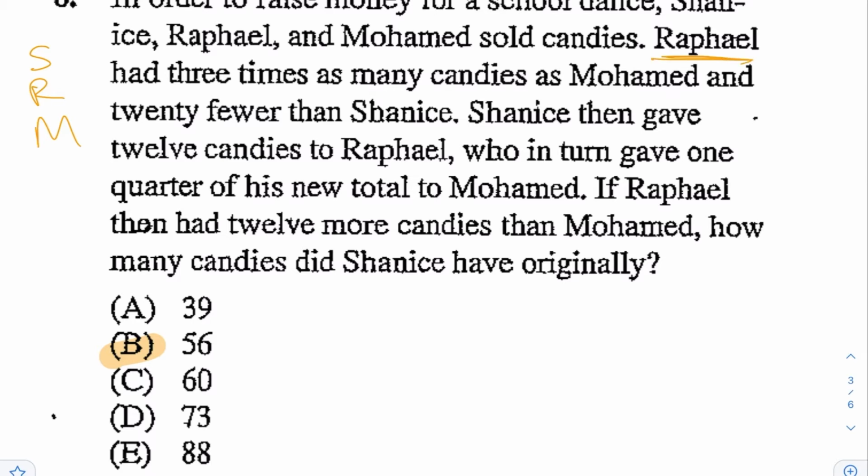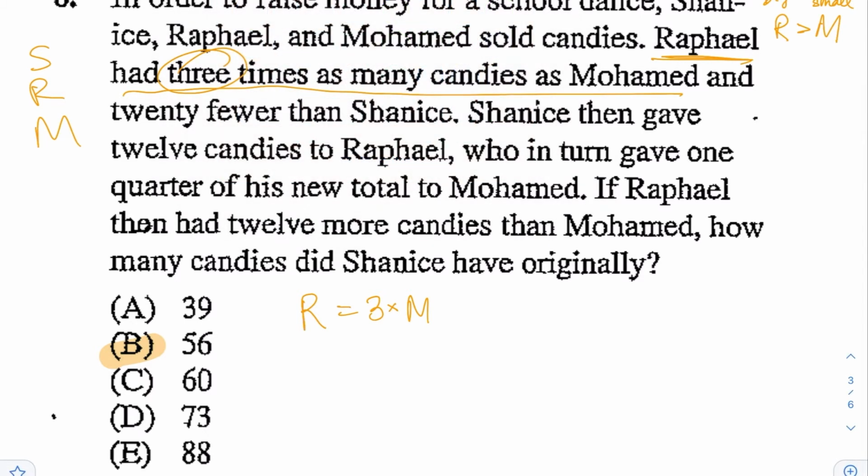So the first sentence says Raphael had 3 times as many candies as Muhammad. So here, Raphael had more than Muhammad, specifically 3 times as many. You got to be careful here because Raphael is a bigger number. You have to take the smaller number, M, and times it by 3 to be equal to the big number. You don't want to multiply Raphael's candy by 3 because the number's already bigger. So R is equal to 3 times M, not the other way around. So that's the first equation.